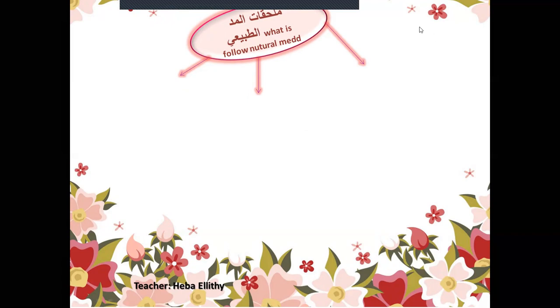If you remember the chart, we have المدود up here, and then we have المد الطبيعي. Under المد الطبيعي, we have ملحقات المد الطبيعي, what follows natural mad, and we have 3 kinds under it. And on this side, we have the secondary mad, and we have two kinds under it. Right now, we'll go for this one, ملحقات المد الطبيعي.